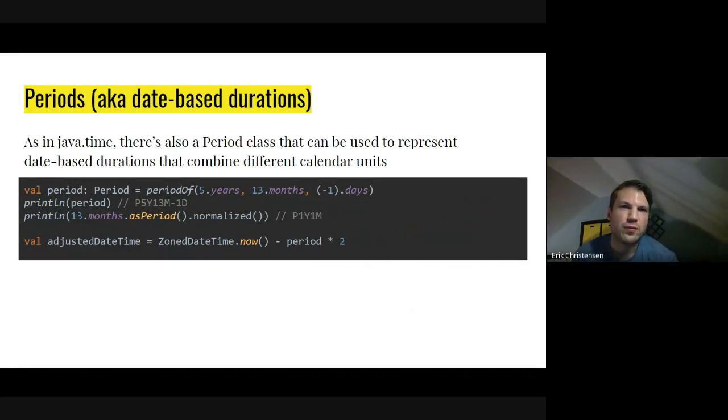There are also periods, which is a date-based duration in the Java time library. So the period class largely mirrors the one that's in Java. And that lets you combine different calendar units together. So you can have years, months, and days that are all grouped in as one.